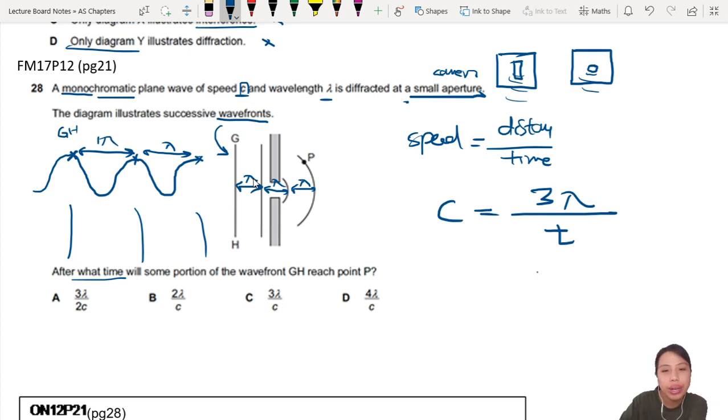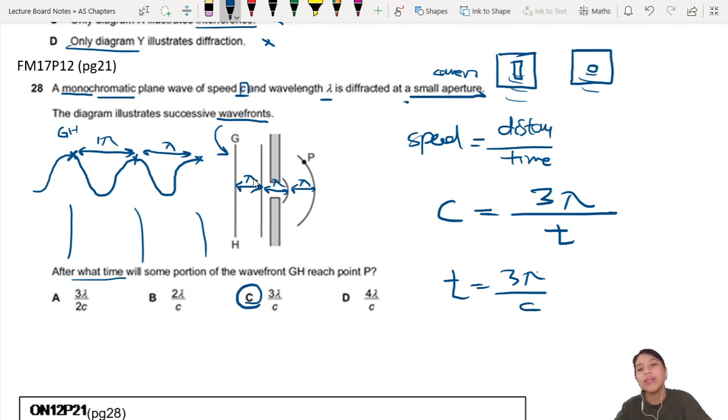So let's see, where got answer anywhere? 3 lambda over T. No, they want T. Oops, forgot. So T equals 3 lambda over C. That is this one. So remember, waves are traveling at what speed? For light, speed of light.